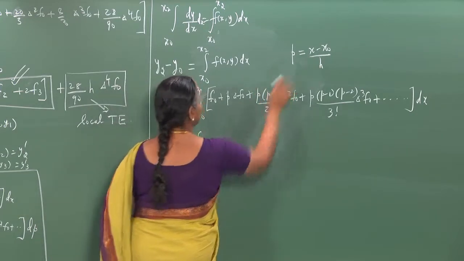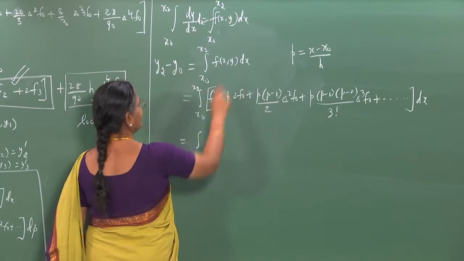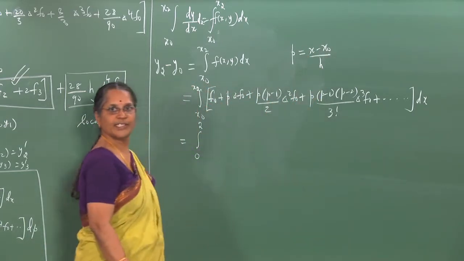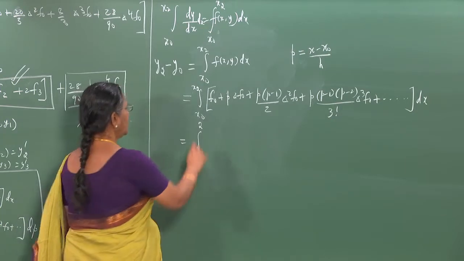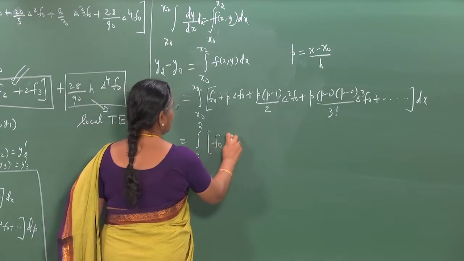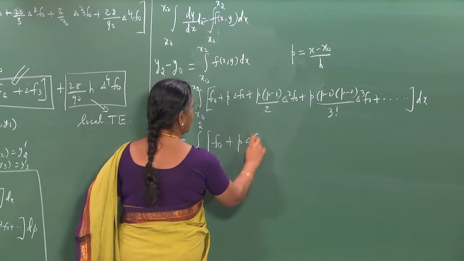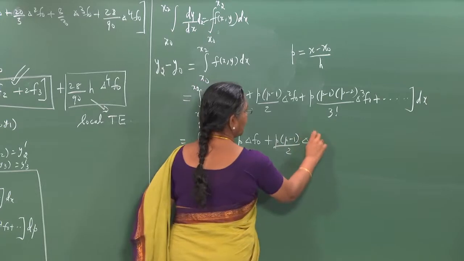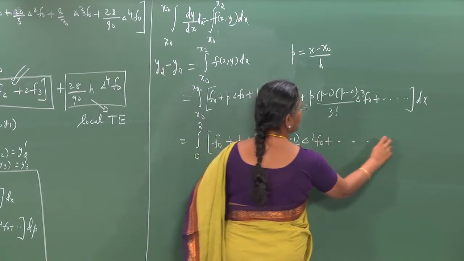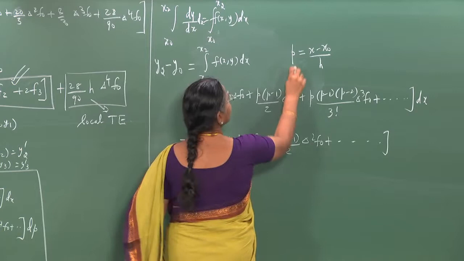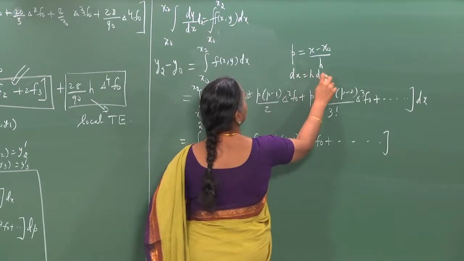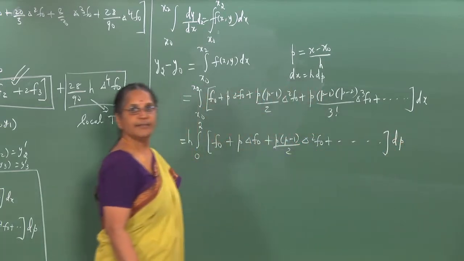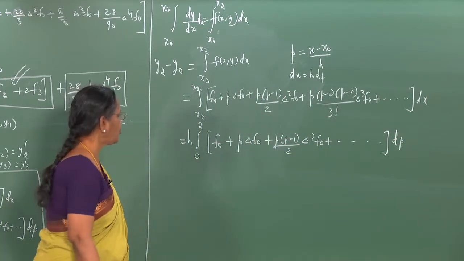So, when x is x0, p is 0. When x is equal to x2, p is x2 minus x0 by h, which is 2h by h, and that gives you 2, and the terms within this bracket will have to be integrated with respect to p. So, dx is h dp. So, you integrate with respect to p between the limits p equal to 0 to 2.